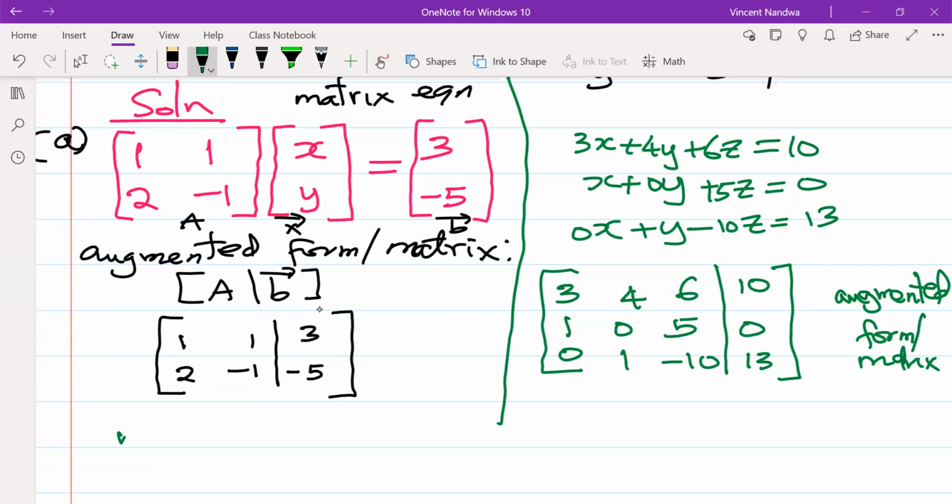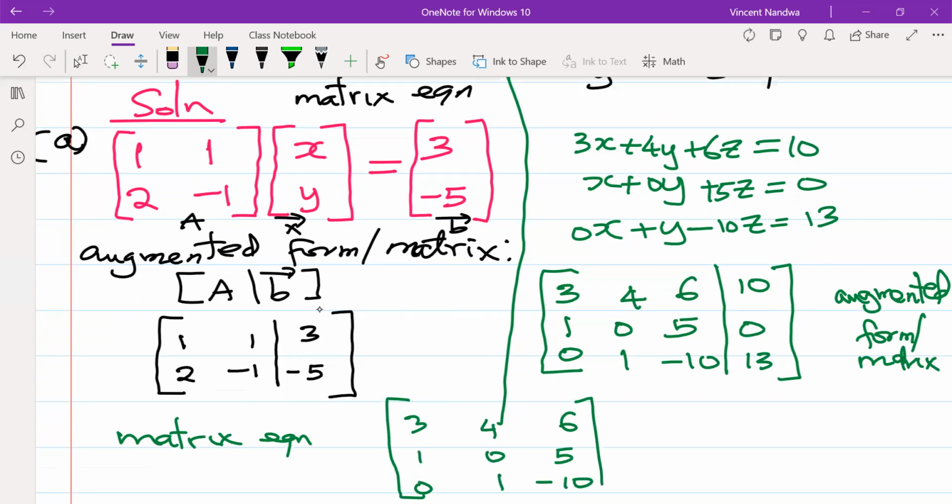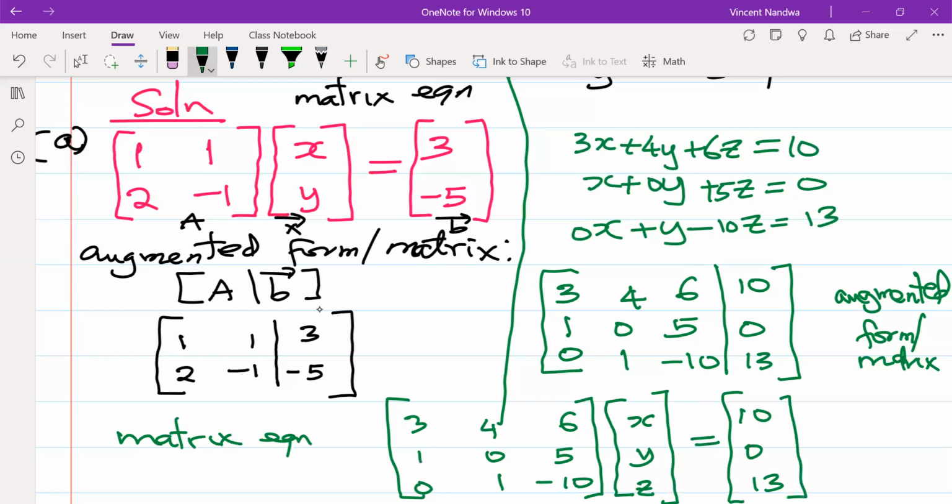But then the matrix equation for that system will be 3, 4, 6, 1, 0, 5, 0, 1, minus 10. And then, the way the variables have been arranged, x is the starting variable, y is the second variable, z is the third variable, and then the constants 10, 0, 13. So that's what we call the matrix equation.